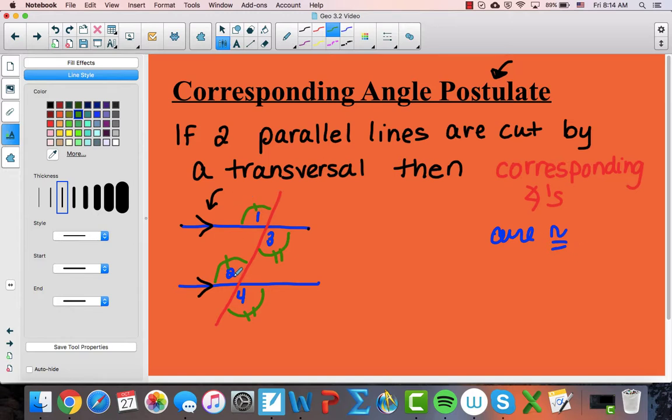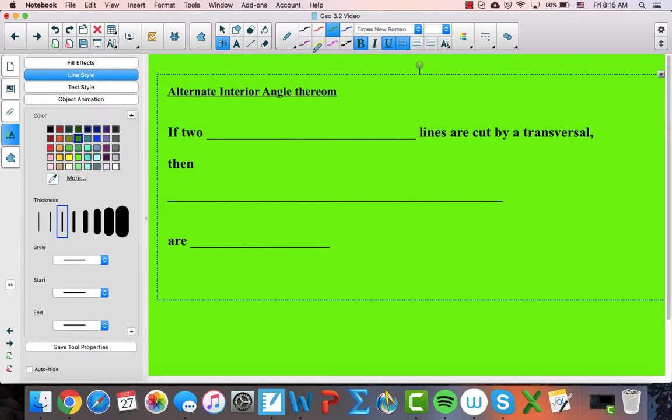1 and 2 are corresponding, 3 and 4 are corresponding. There's other corresponding angles there as well. This and this are corresponding, this and this are corresponding. So that's the corresponding angle postulate, and we're going to have to put that to use today. All right, now, based on the corresponding angle postulate, tomorrow in class, we're going to prove two new theorems. The first one is called the alternate interior angle theorem.